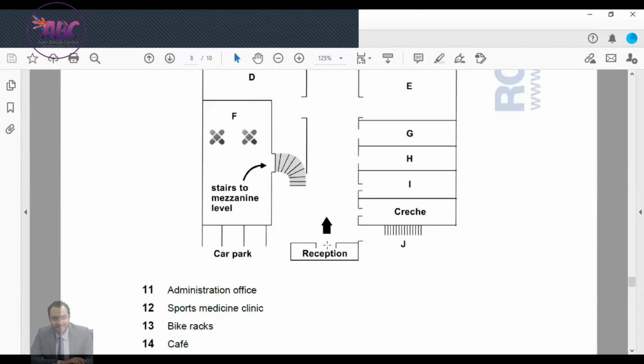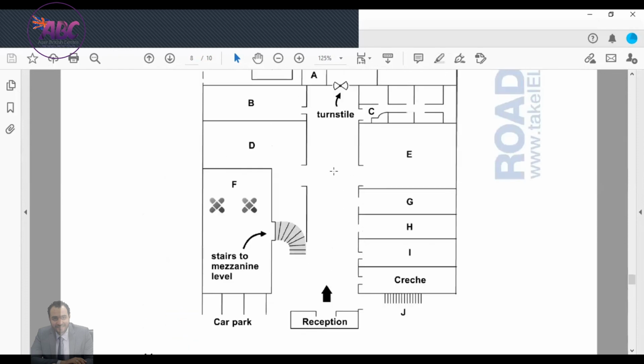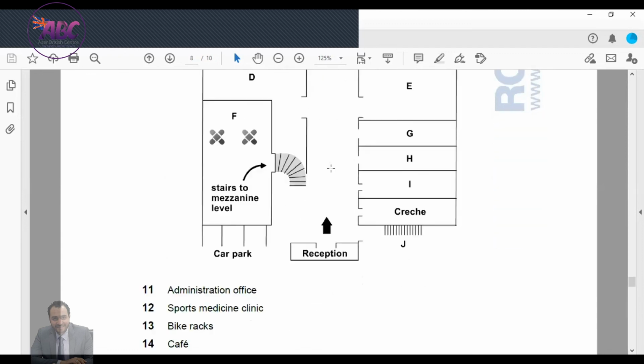So knowing where I am on the map or on the screen will help me determine where we are going, because the speaker will tell you go forward, turn right, turn left, past, back, next to, opposite. Of course, paying attention to the prepositions used in this type of question will help you a lot to answer.